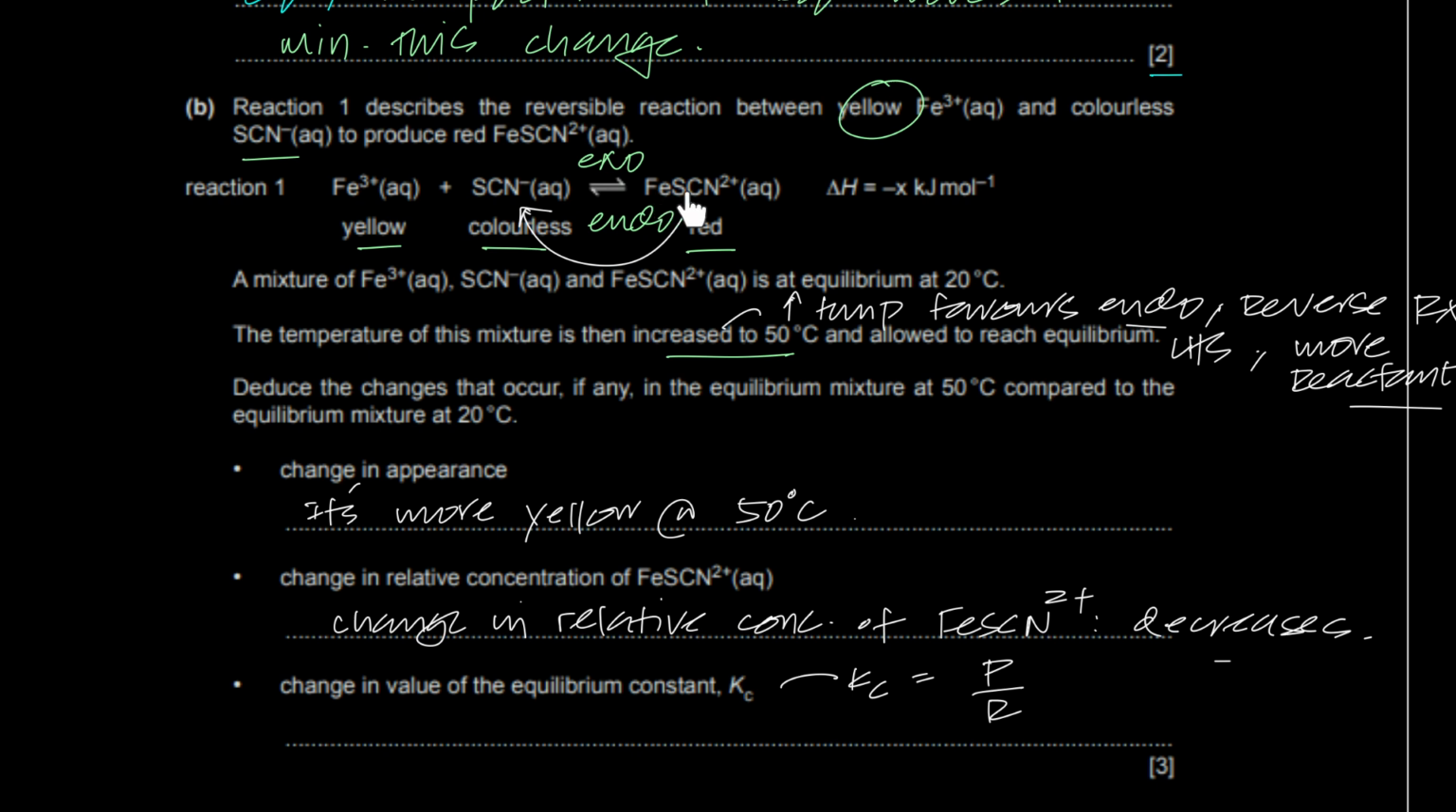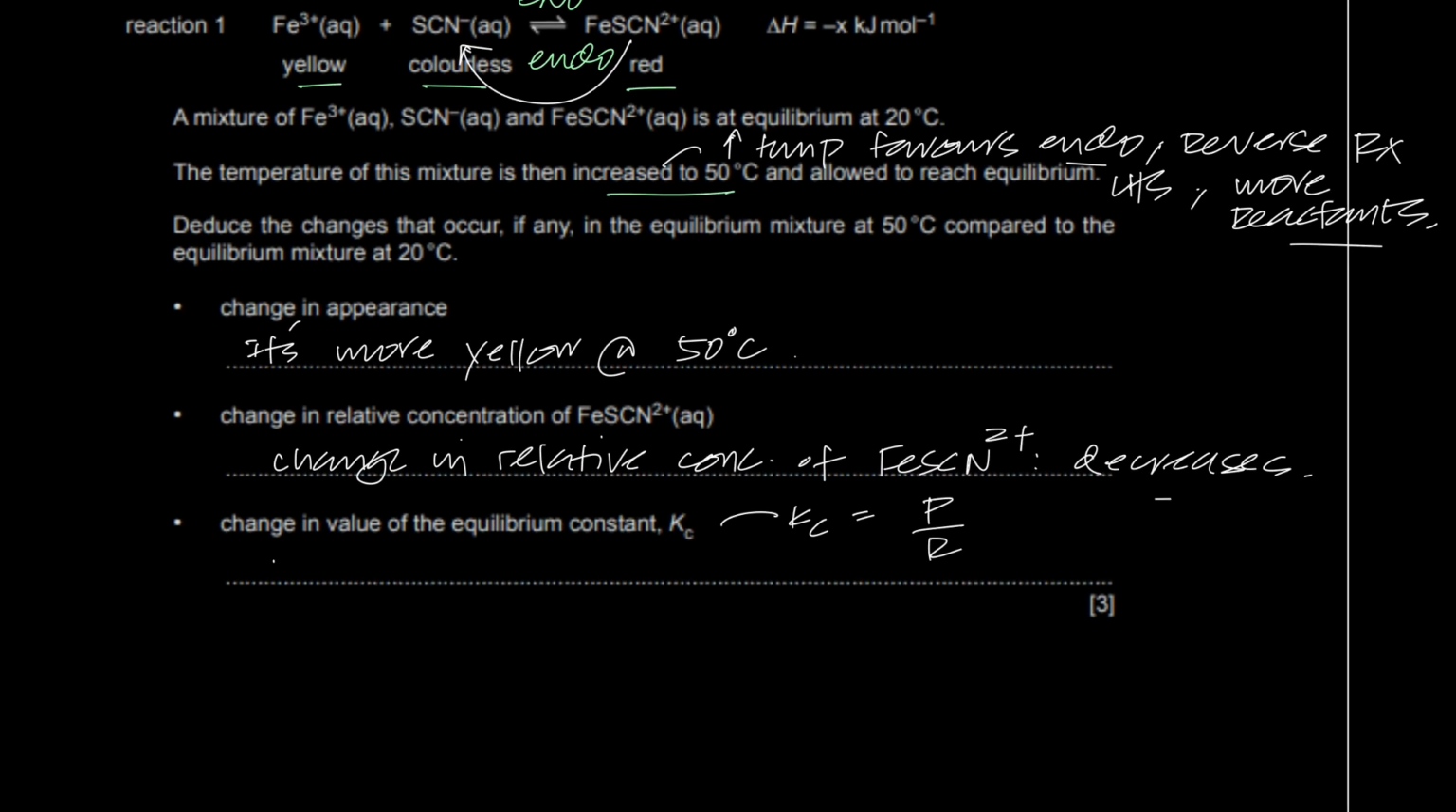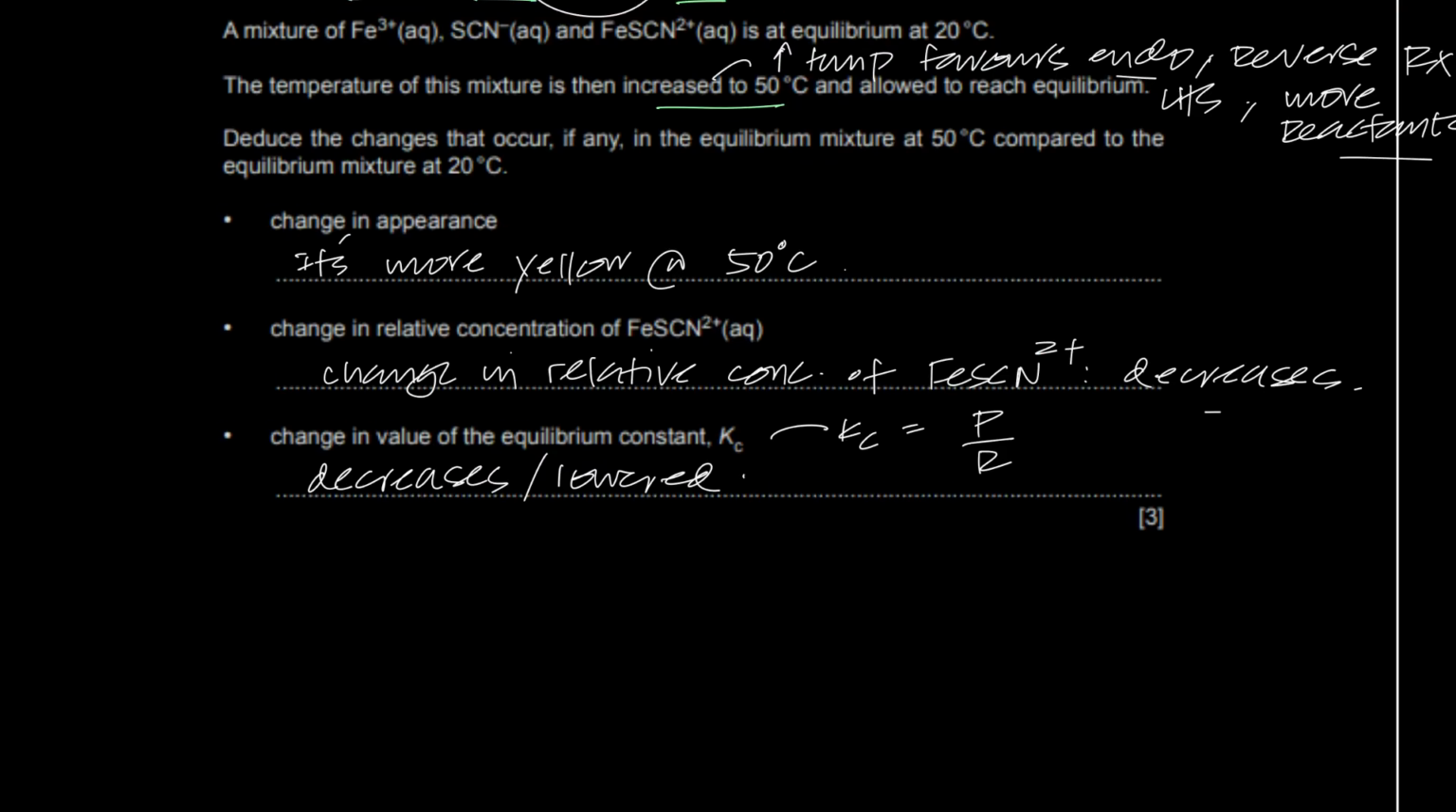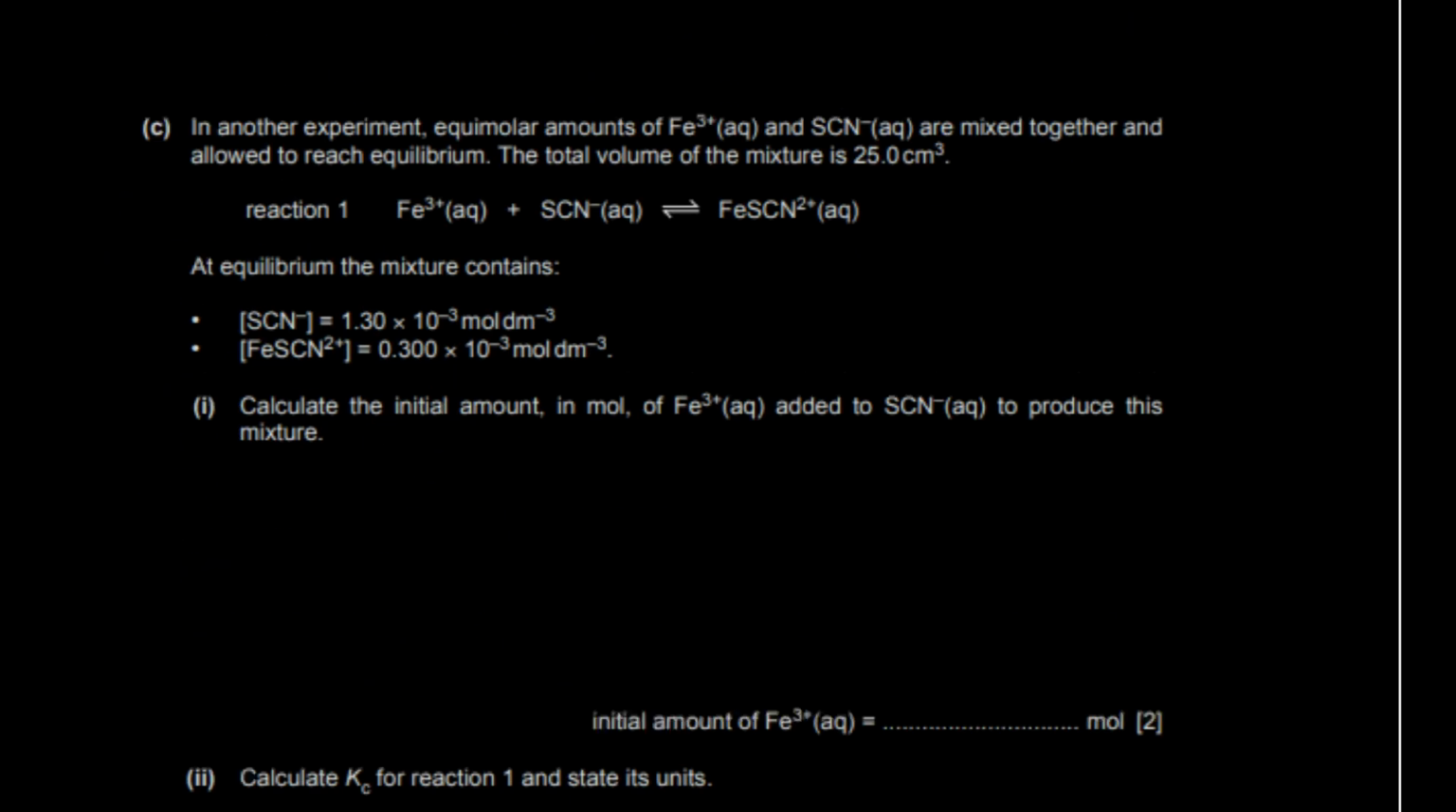It's basically the FeSCN2+ concentration divided by the concentration of this times the concentration of this at equilibrium, right? So if the equilibrium shifts to the left-hand side, this automatically decreases. The numerator decreases. And so what should happen to the Kc value? It should therefore decrease. Decreases, or it's lowered, however you want to write it. That's it. And it just says deduce it. Don't describe it or explain it. Just tell me, is it decreasing or increasing, and that's it. I'll give you the mark for it.